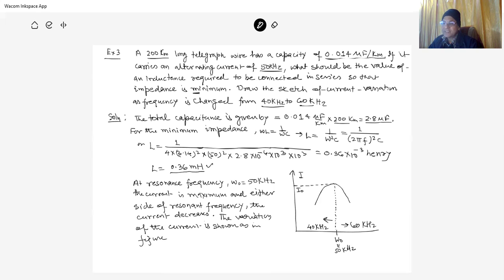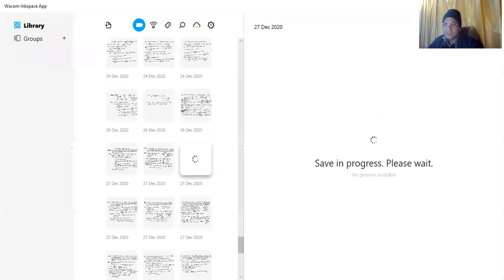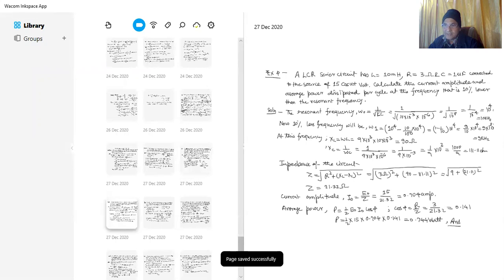At the resonance frequency, that is omega 0, 50 kilohertz, the current is maximum, and on either side of the resonance frequency, the current will decrease. The variation of the current is shown. So for the variation, 40 kilohertz and 60 kilohertz, here omega is less than omega 0, and here omega is greater than omega 0. This value is omega 0. So the nature of the variation is very simple. That variation is the same as the variation of current in the inductor circuit.